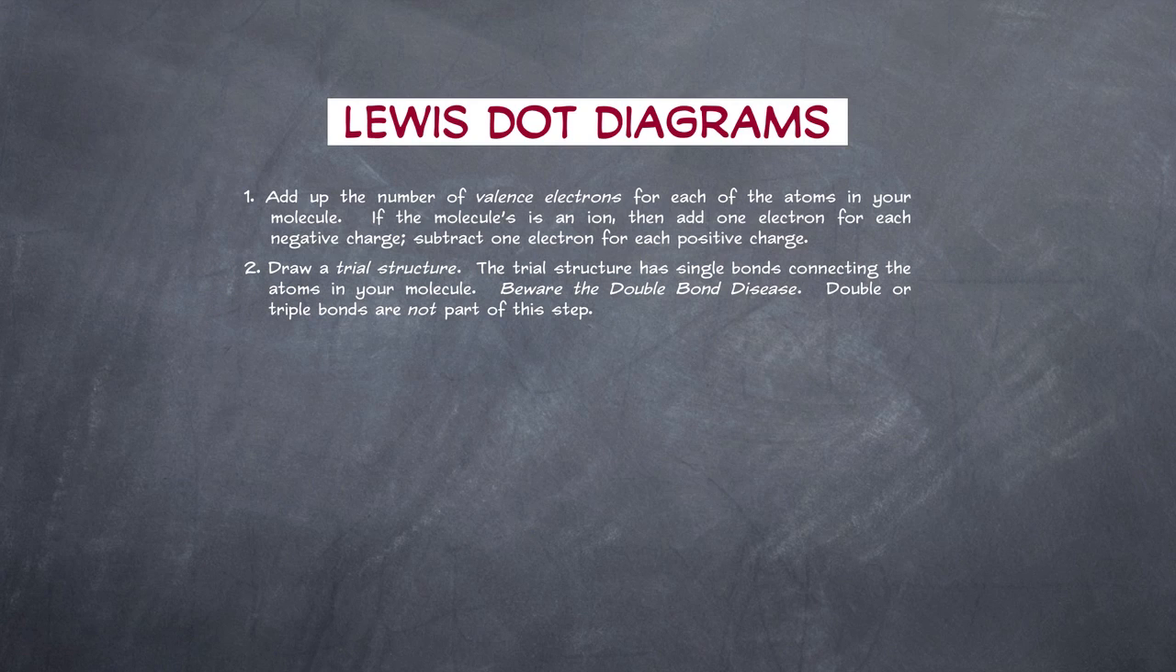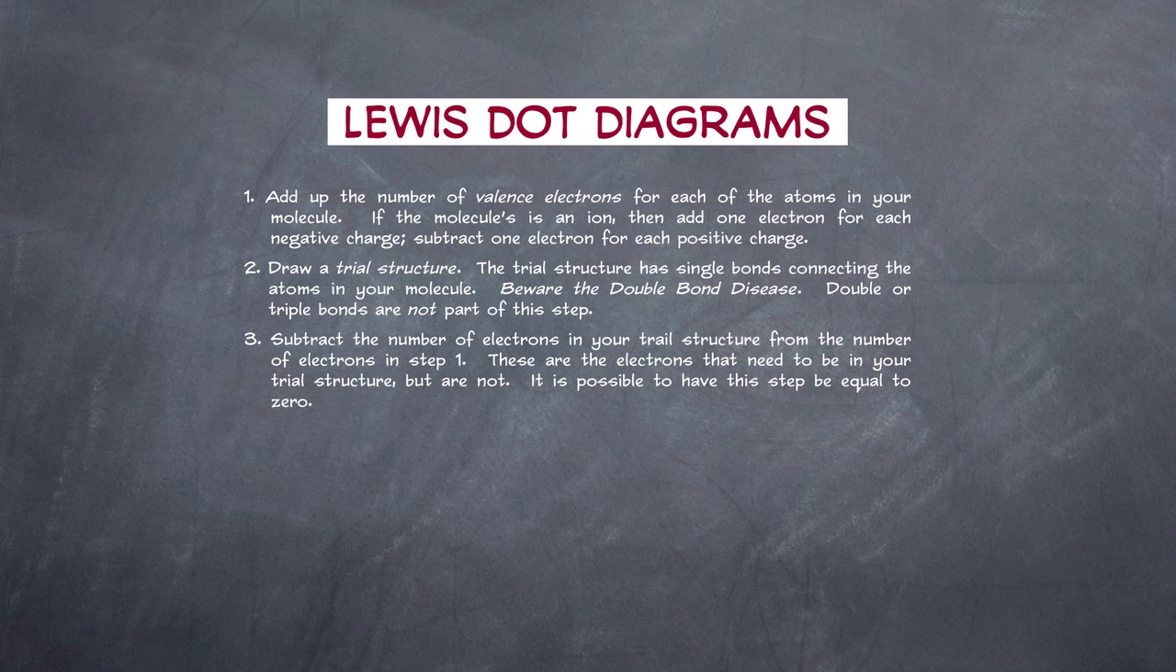Next, you need to draw a trial structure. The trial structure has a single bond connecting the atoms of your molecules. Now, I know there's a tendency to throw in double bonds or triple bonds in this step. I think it's because they're more cool, but you should avoid that. That almost always leads to problems later on.